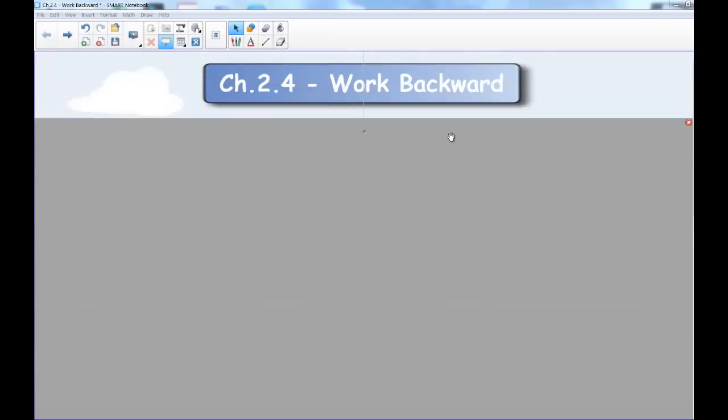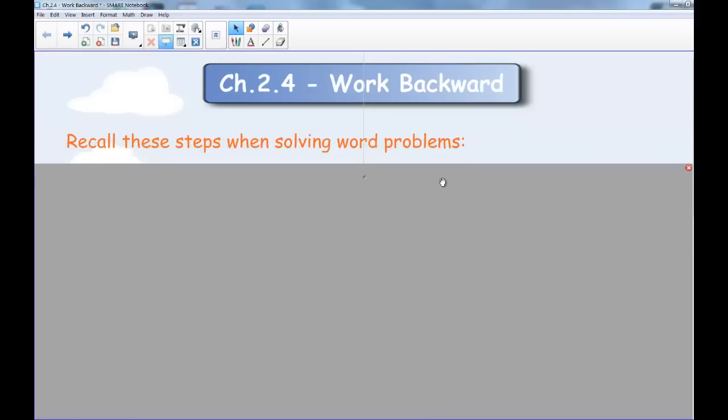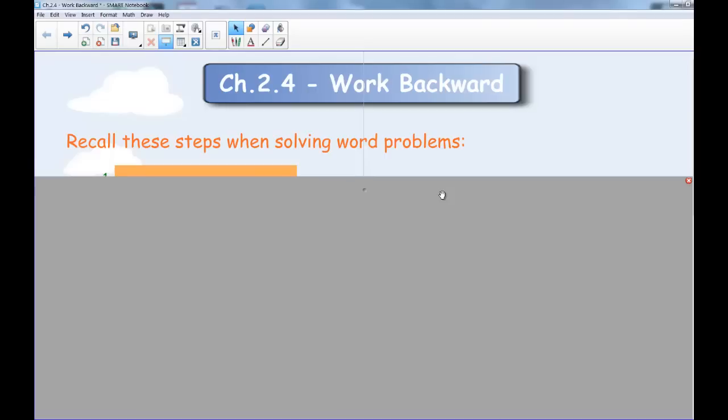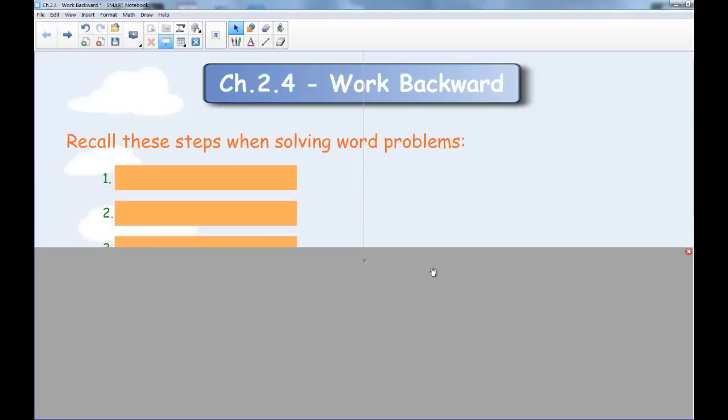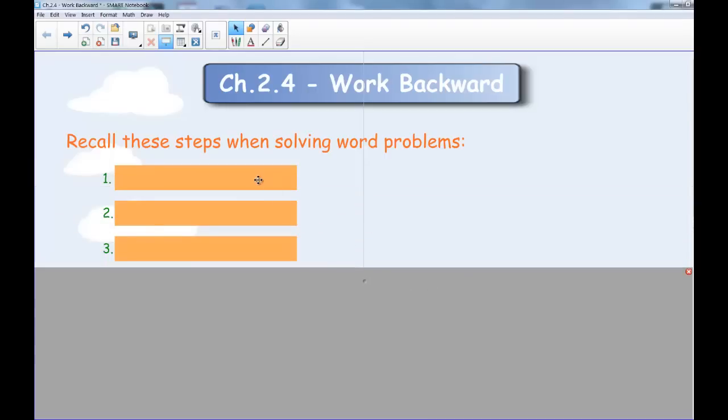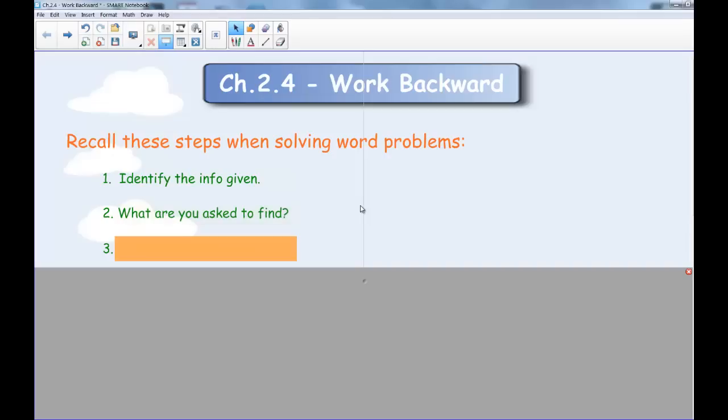Chapter 2.4, Work Backward. Once again, this is one of these word problem type of chapters. So we're going to recall some of the steps that we need to take when we're dealing with word problems. The first thing you want to do is always identify the kind of information that they give you in the question. It's a good idea to read the question several times over so that you understand what is given to you in the problem, but also then you can determine what kind of information they're asking you to determine or calculate.